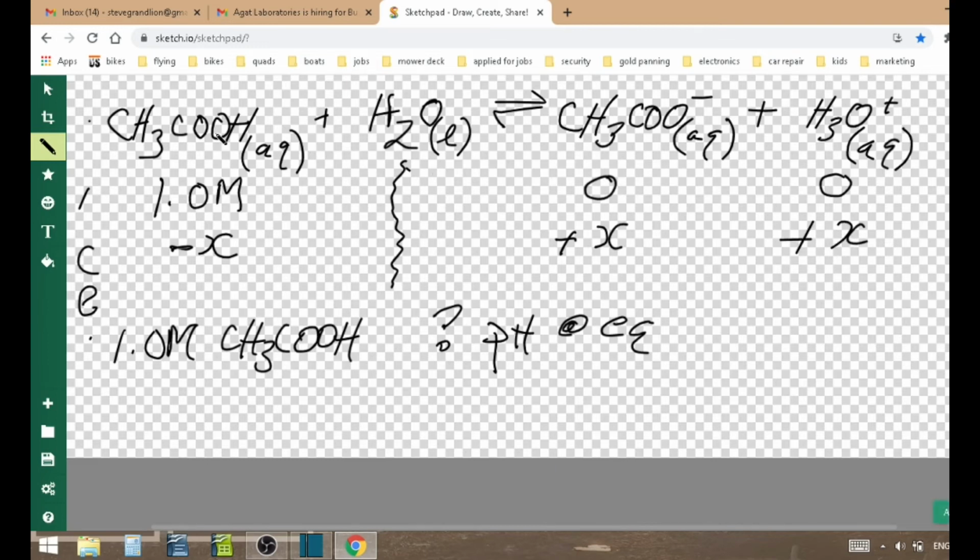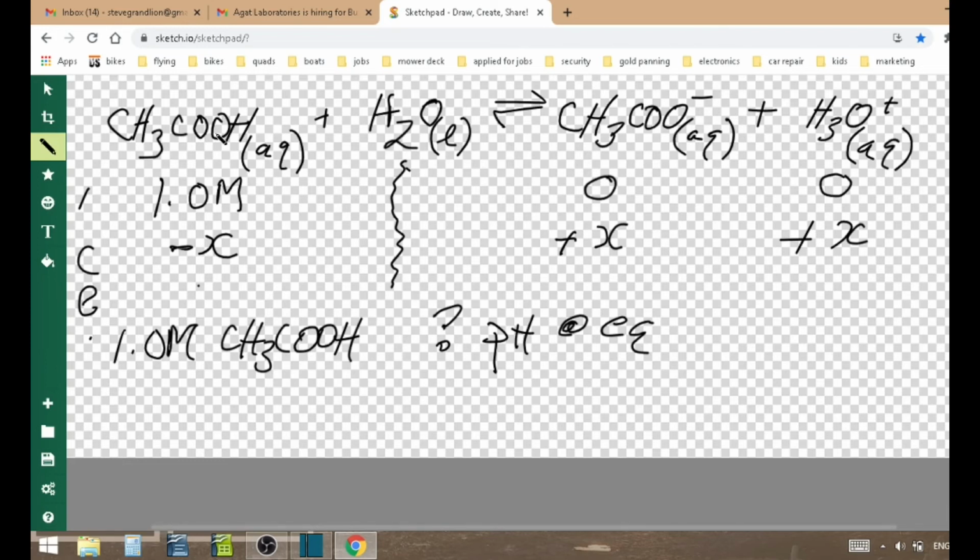I know that because of the coefficients. For every 1 acetic acid, you get 1 acetate ion and 1 hydronium ion. So if this changes by negative X, this has got to change by plus X, also plus X. You can think of this as negative 1X and plus 1X and plus 1X. You get 1 of each of these for every one of those that reacts.